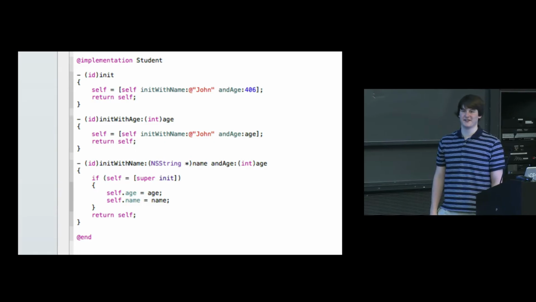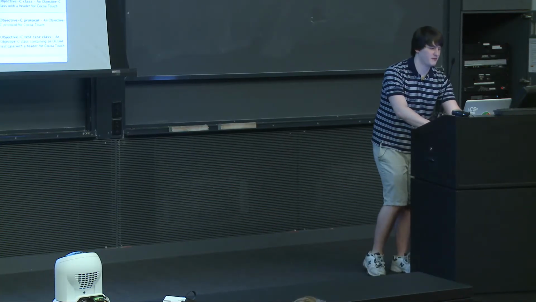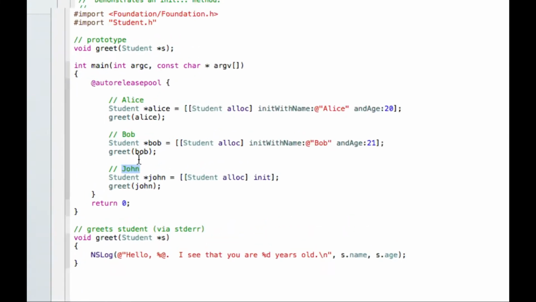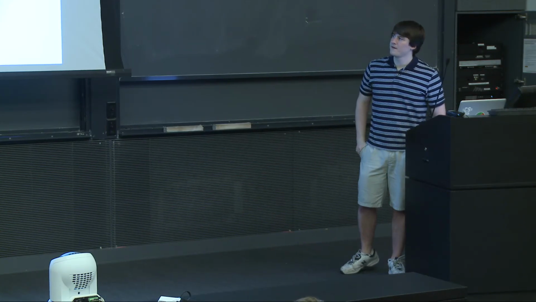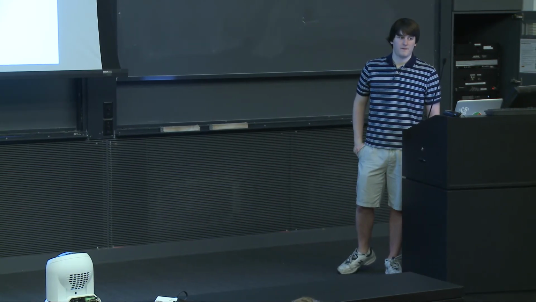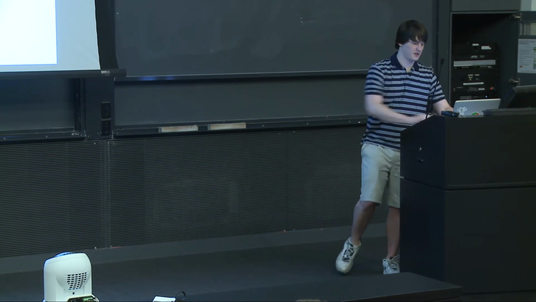Questions? And then going back to main, now we see that all in one line, we're allocating a student, initializing it with the name Alice and the age 20. Sorry, can you explain why we use super in here? Yeah.